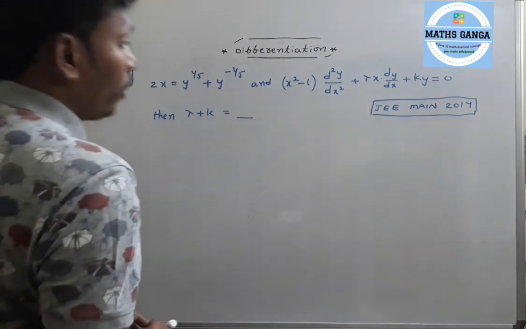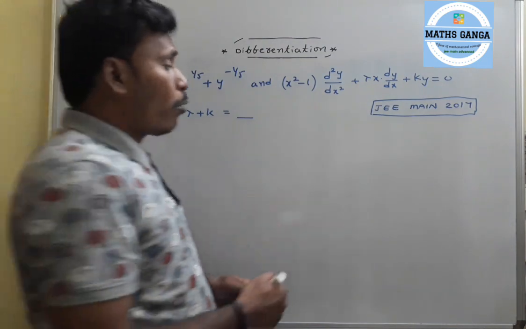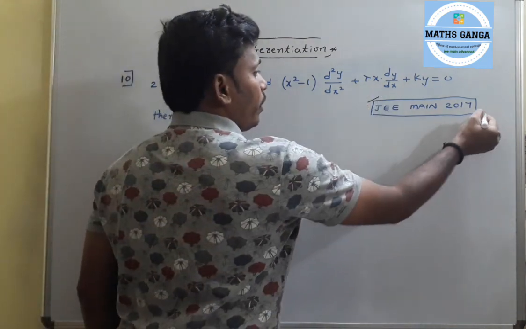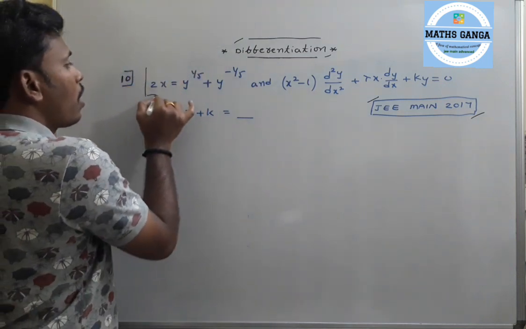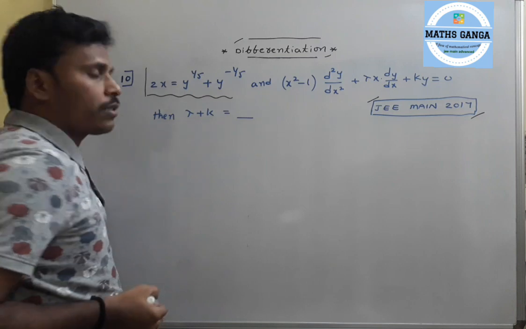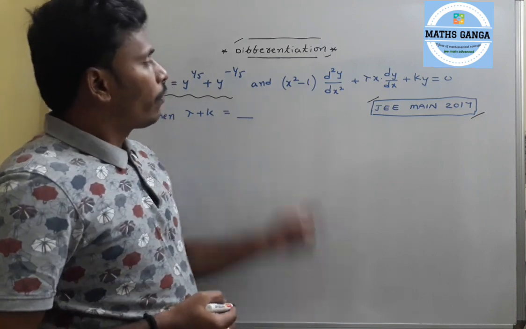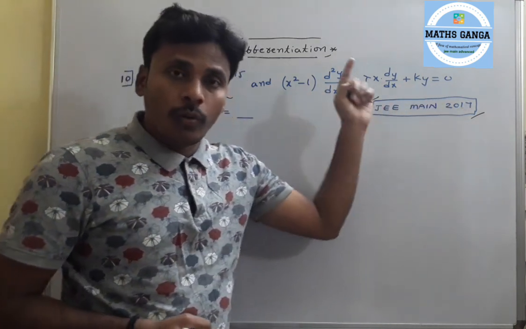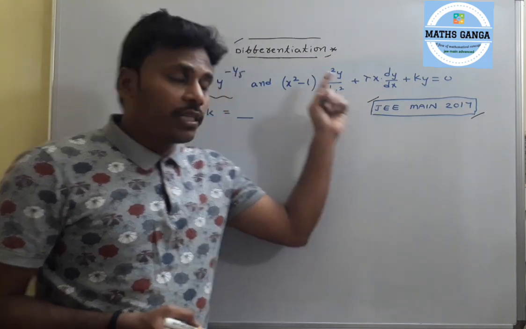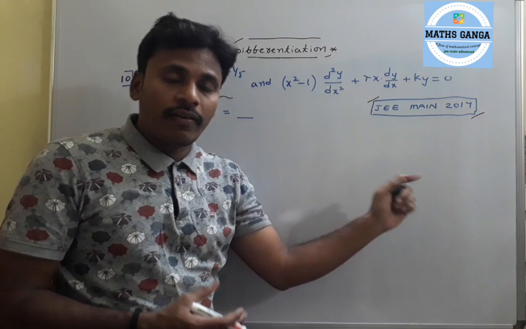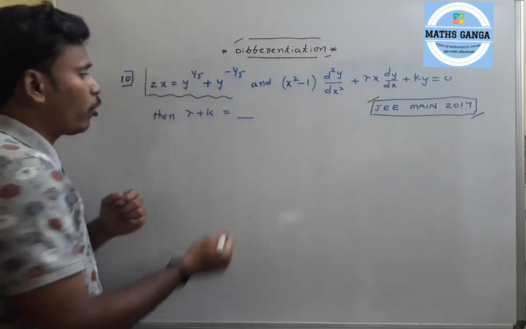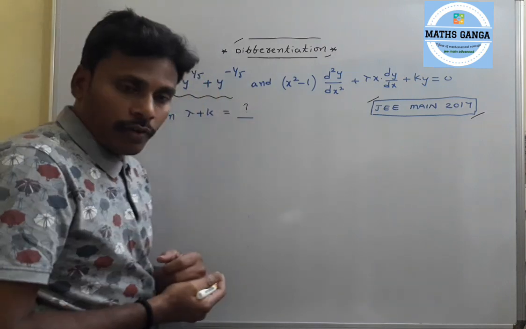Look at the problem, 10th one. Again, it's a problem asked in Mains 2017. Here, 2x is given as y power 1 by 5 plus y power minus 1 by 5. We need to establish a relation between y, dy by dx, d square y by dx square along with these coefficients. From there, get the values of lambda and k. You need to mention lambda plus k as your answer finally.